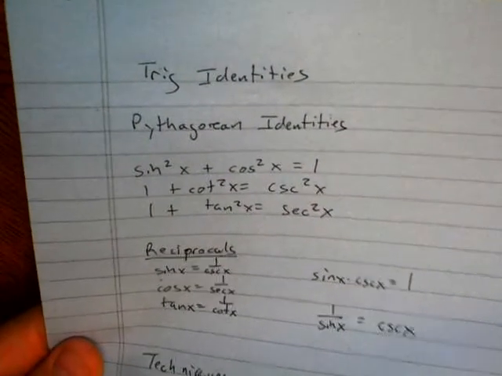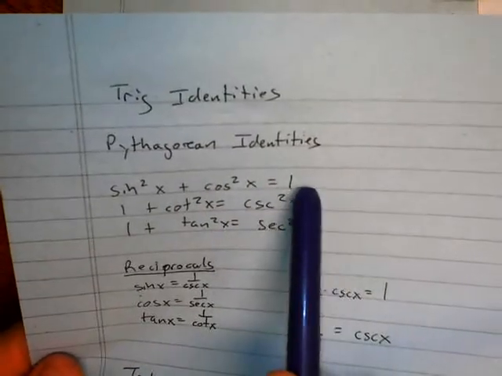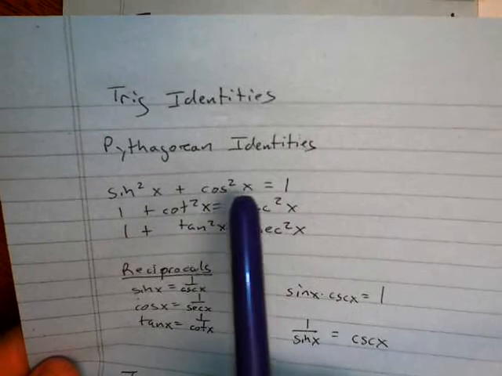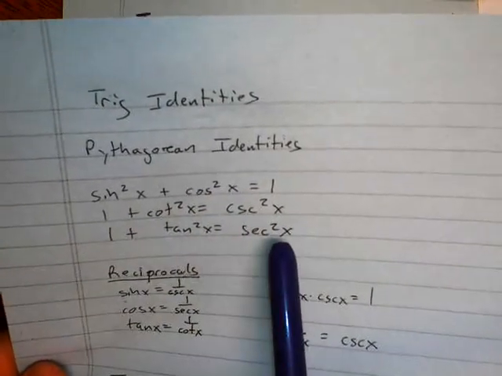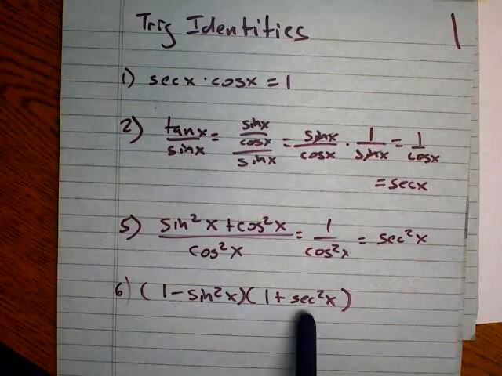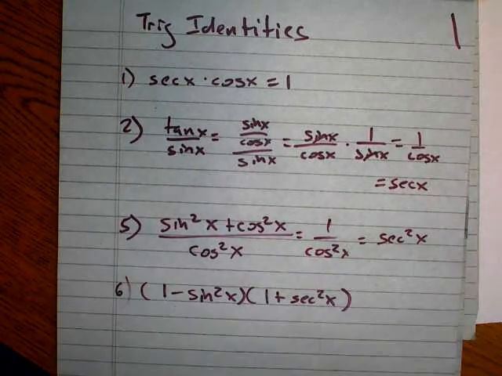If I subtract sine squared from both sides, I'd get 1 minus sine squared, and that's equal to cosine squared. But for secant squared, if I subtract 1, it would be secant squared x minus 1. That's not what I have in this problem. I've got secant squared plus 1. So 1 minus sine squared is the only substitution I can do.